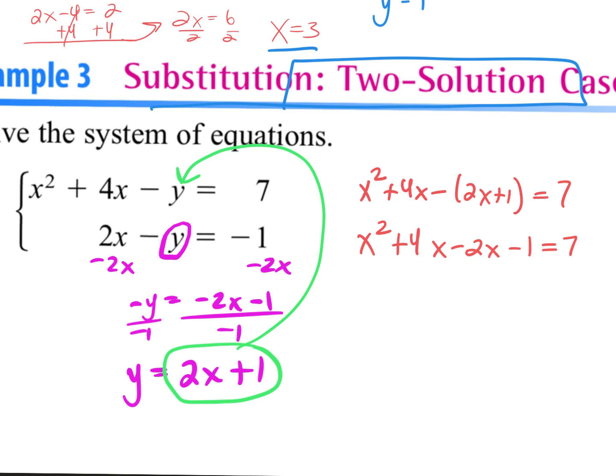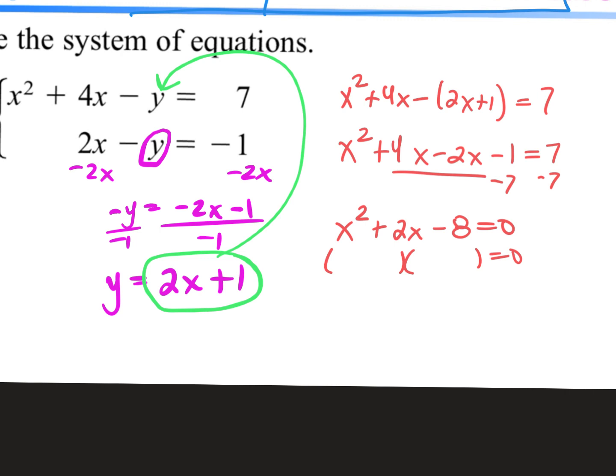Can I combine like terms and move 7 over? Okay, so I'm going to subtract 7 from both sides and combine like terms here. So I'm left with x squared plus 2x minus 8 equals 0. What kind of a problem does it appear that I have? A factoring problem. So when I factor this, what times what gives me a negative 8 when I multiply, but a positive 2 when I add? X plus 4, x minus 2. Good.